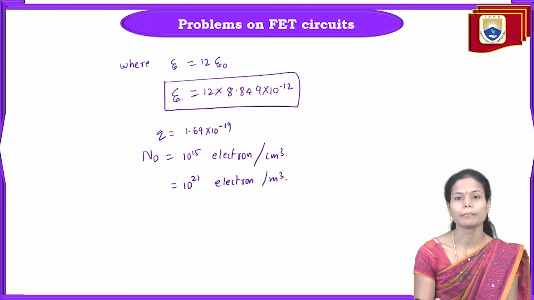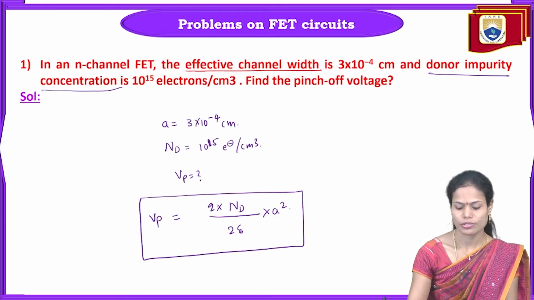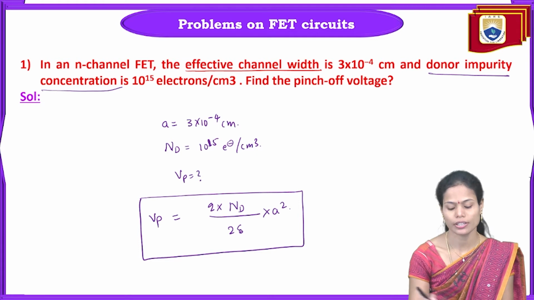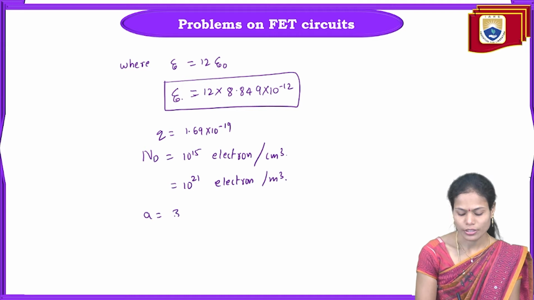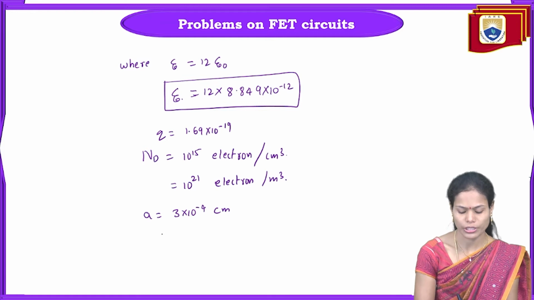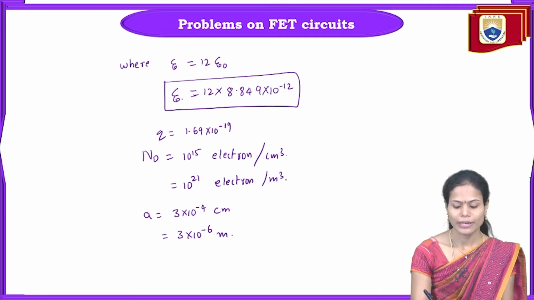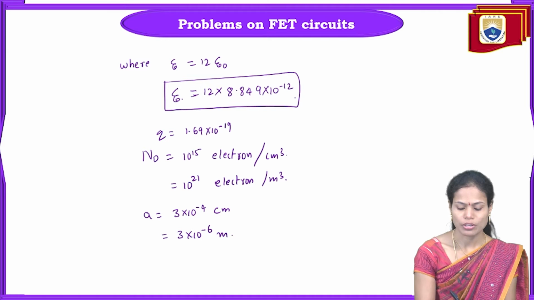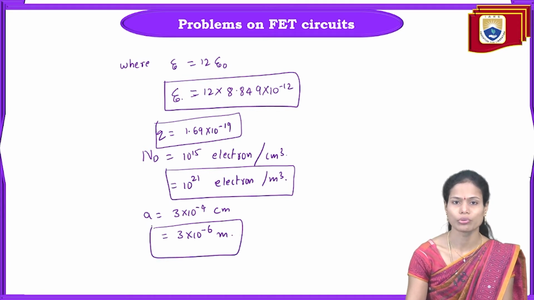per meter cube here. Okay, and next, carrier concentration or effective channel width, we have taken here as A equal to 3 into 10 power minus 4 centimeters. If we convert it into meters, we will get it as 3 into 10 power minus 6 meters. Okay, so now by utilizing this epsilon as well as Q, ND and A values, we can find the overall pinch off voltage of the FET.